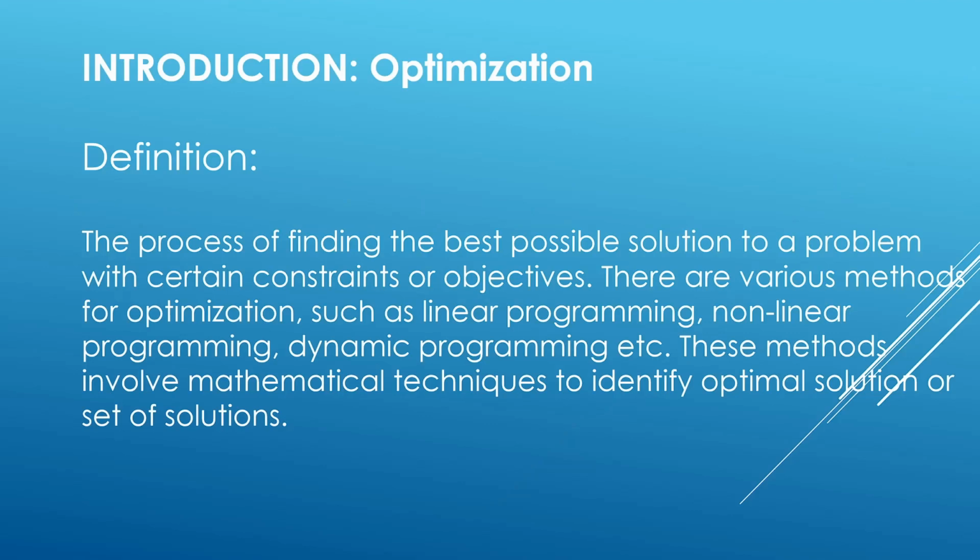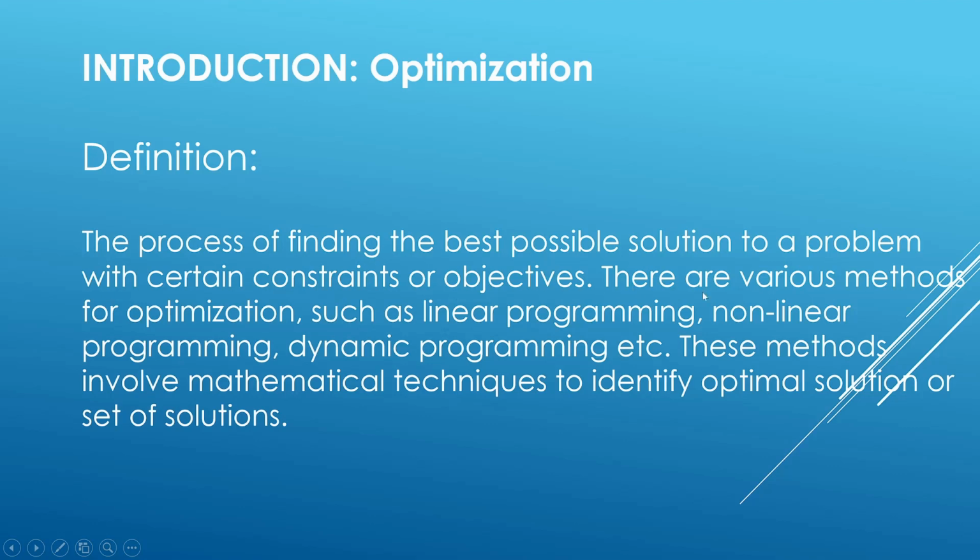Introduction. So we often hear optimization. So what is the meaning of optimization? So the definition is the process of finding the best possible solution to a problem, under certain constraints, equality or inequality, or objectives.